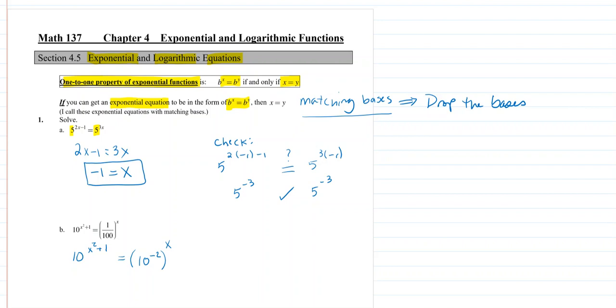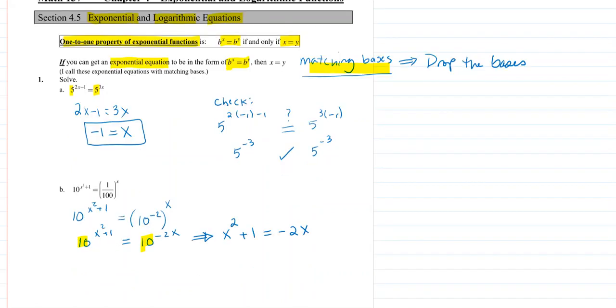So we still don't have matching bases. We have to simplify this right-hand side, and that gives me power of a power. We multiply the powers. We get 10 to the -2x. Now the bases are exactly the same. And if the bases are exactly the same, then just drop the bases. That's the one-to-one property of exponential functions. If the outputs are the same for this 10 to the whatever function, then those inputs, those exponents, must be equal. So now we have to just solve this equation.